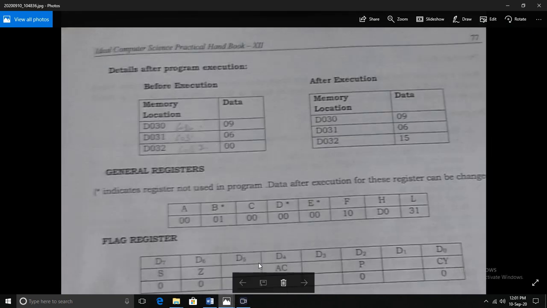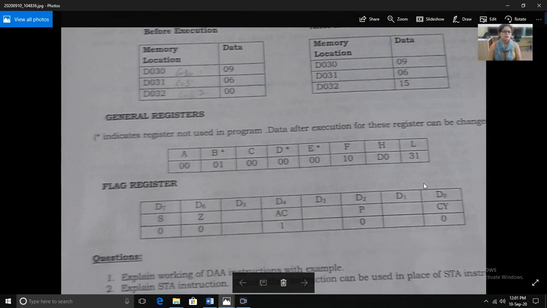So now we will check the output. As we have stored the data 09 and 06 at that memory location, the answer is 15. So students, you have to write the program as well as the output. And these are the registers. You also have to write the general registers and flag registers.